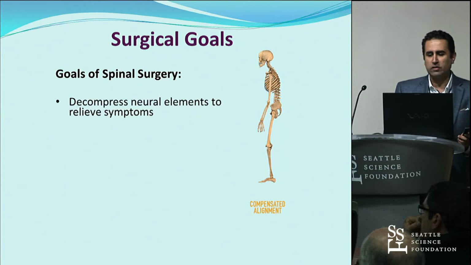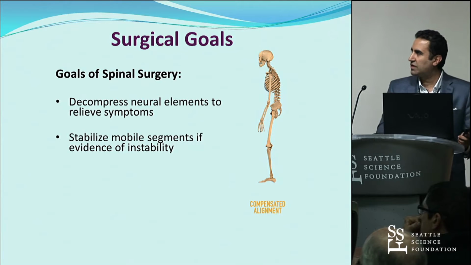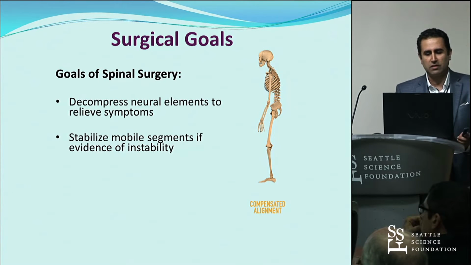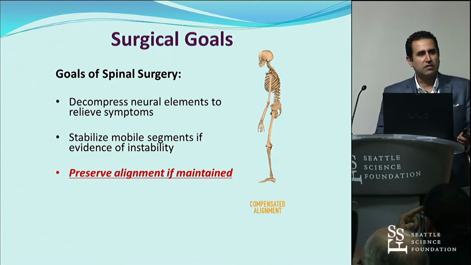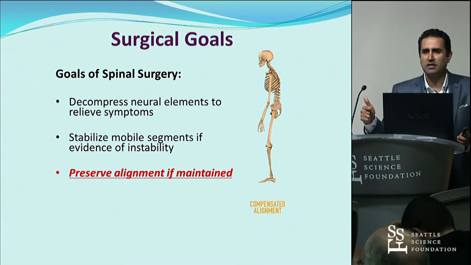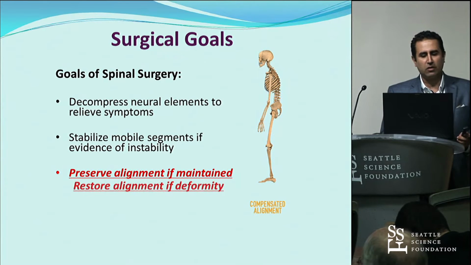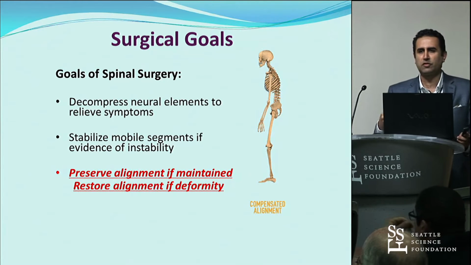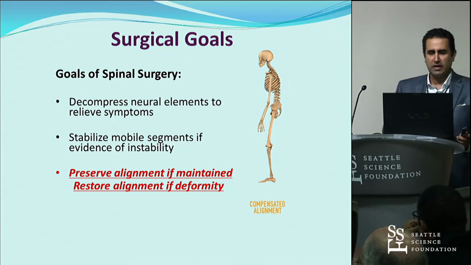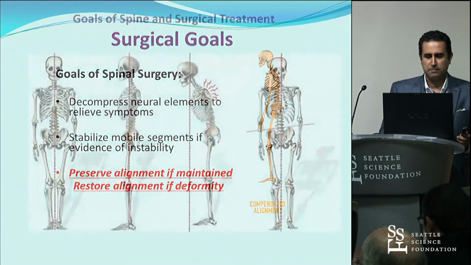So obviously the goal of spine surgery is not just to decompress the neural elements and to relieve symptoms, but it's to stabilize unstable segments. It's to preserve alignment if alignment has been maintained, importantly, but also obviously to restore alignment if there is a deformity. But we shouldn't underrate the importance of preserving alignment in whatever next surgical treatment we dispense for the patient.